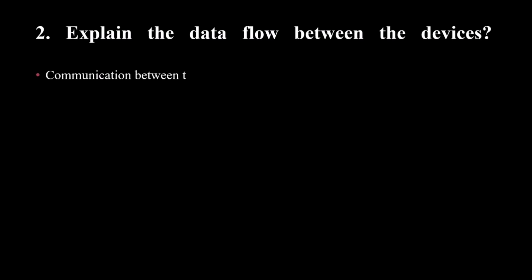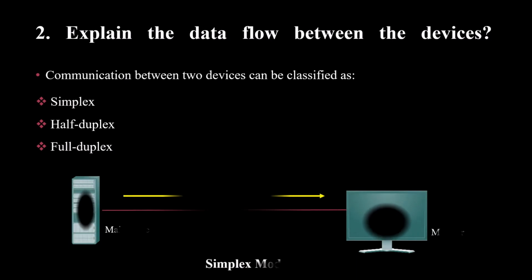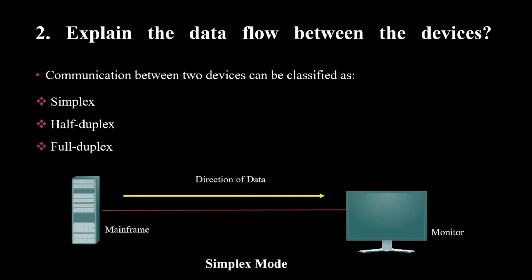Explain the data flow between the devices. Communication between two devices can be classified as simplex, half duplex, full duplex. In the simplex mode, unidirectional communication occurs, that is, only in one direction. Out of the two devices, only one can transmit at a time, and the other receives only. For example, a keyboard can only be used to enter the input, while a monitor can receive the output.